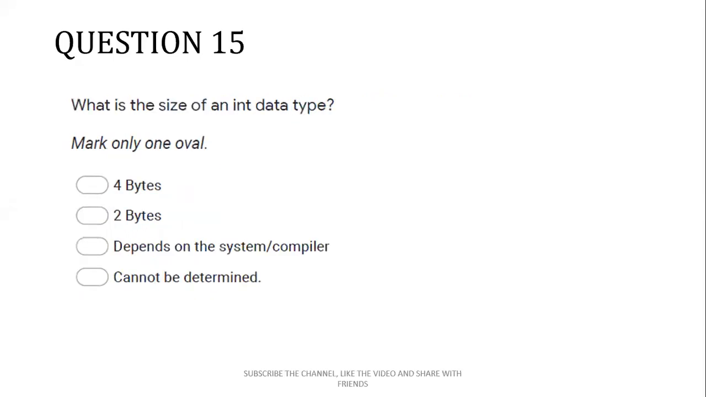What is the size of the integer data type? The size of the integer data type is 4 byte, 2 byte, or depends on the system. Yes, it can be 2 byte or 4 byte. It depends on the system, whether we are using a 32-bit compiler or a 16-bit compiler.